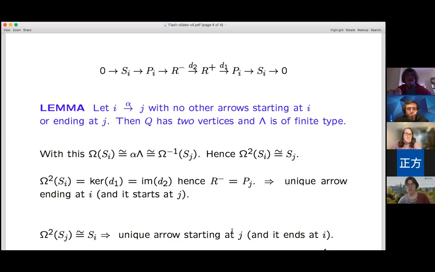yeah, so the Sj sits in the middle of the sequence here, and this R minus should be the projective cover. So this tells you that R minus must be Pj, right? But this tells you that there is only one arrow ending at I, and it starts at J. So this is therefore a fairly small quiver. So now you can turn things upside down, because you know also that omega squared of Sj is omega 4 of Si, which is Si, and you can use the same argument again. And so you get just a quiver with two vertices and two arrows between them.